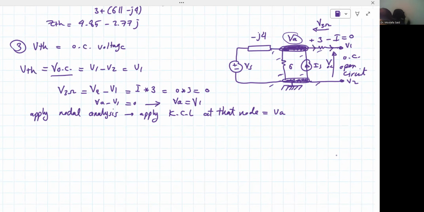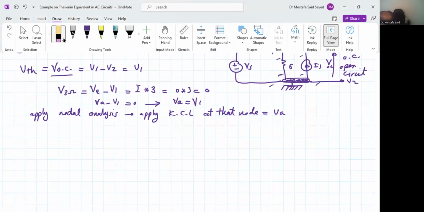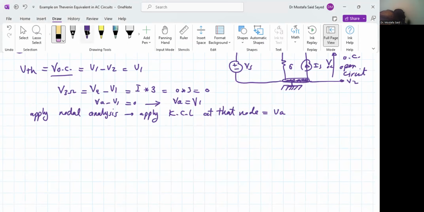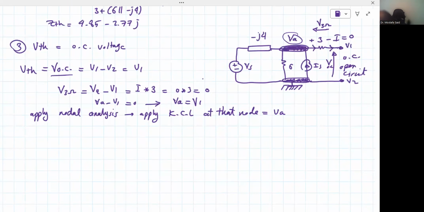Let's first remove the garbage that we did here. Go back to ink. We're going to assume the current is flowing in that way. Let's call it I1, for example. Another current I2, IS, no problem in that, and this is I. The current here is I.